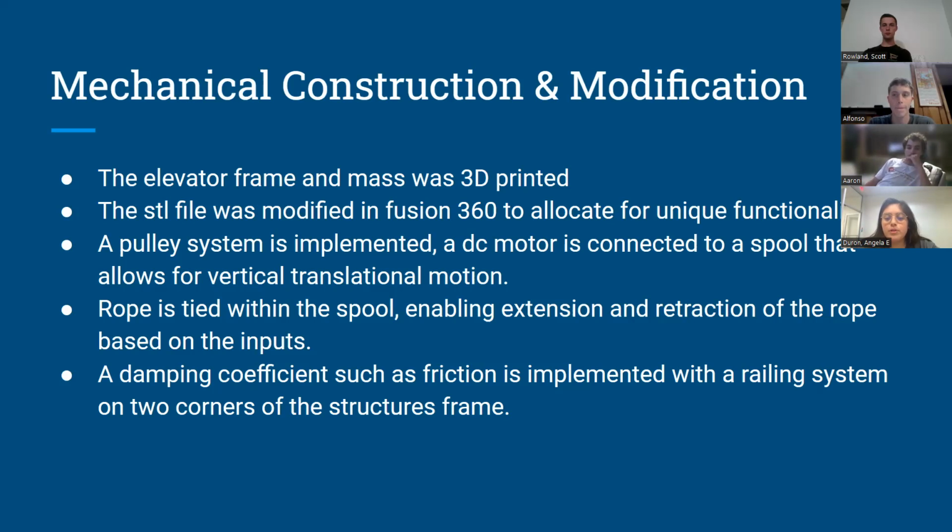There is also a potential damping coefficient due to the guard and railing system of the elevator mass itself, to prevent any kind of loose or faulty motion that could essentially hinder some of the inputs from the sensors. So that railing system does have a potential damping coefficient to it. And that's kind of the essential mechanical component.